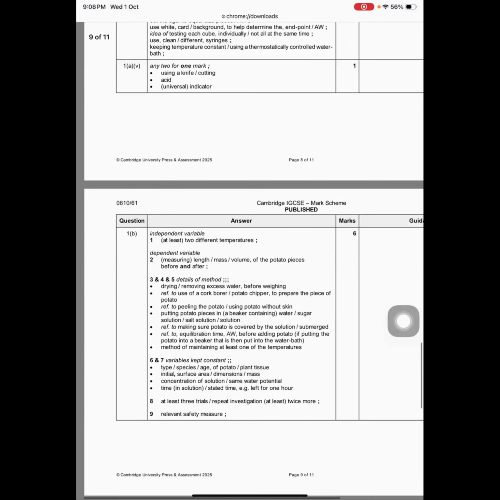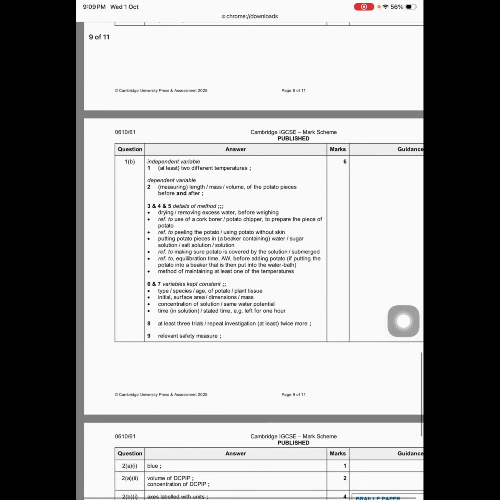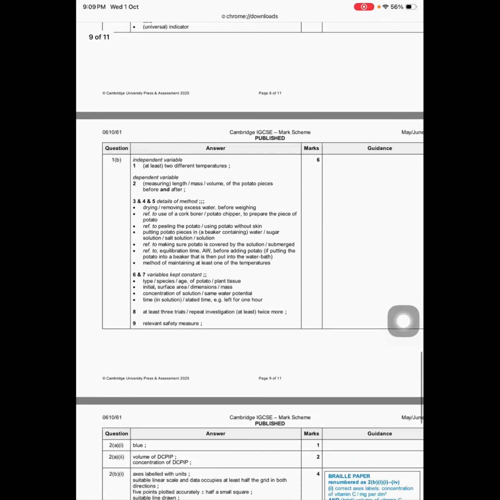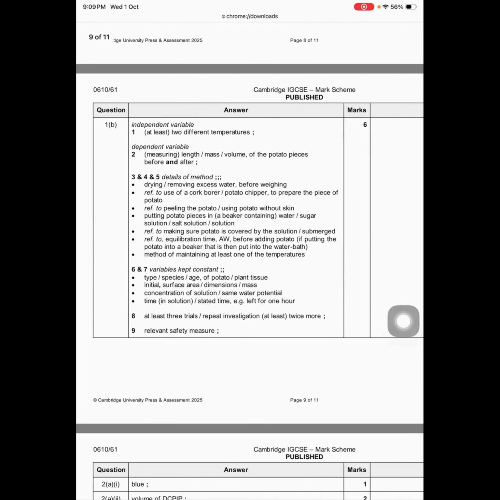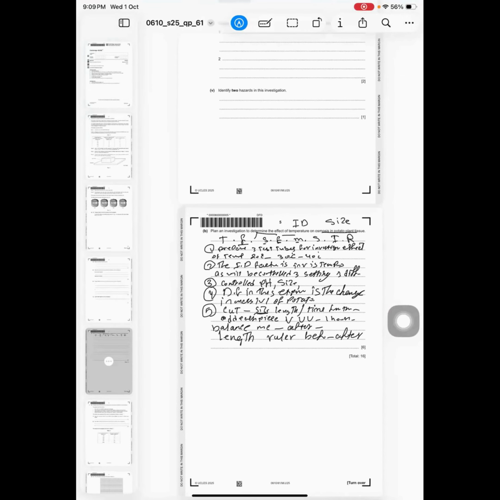Drying the water before weighing. Then use a potato or piece of potato. Peel the potato, cut the potato in pieces, add them in the solution. Make sure the potato is covered by the solution or submerged. Method of maintaining at least one of the temperatures. Very important: how you are going to maintain the temperature. Can you remember? Thermostatically, water bath. Insulation. A thermostatically controlled water bath is used to maintain the temperature. You said that you're going to keep it at 20, 30 and 40.